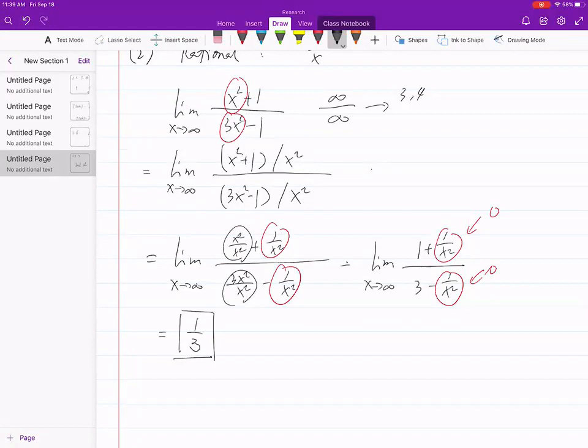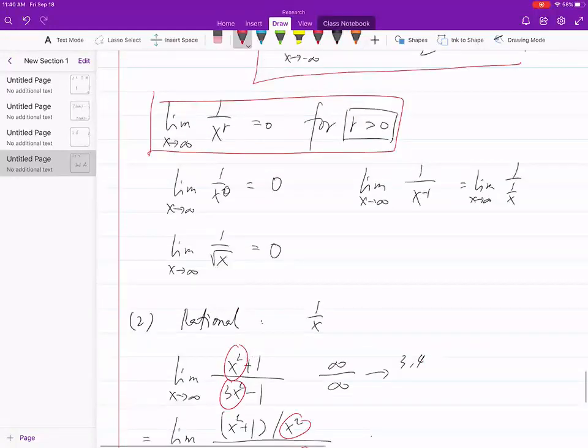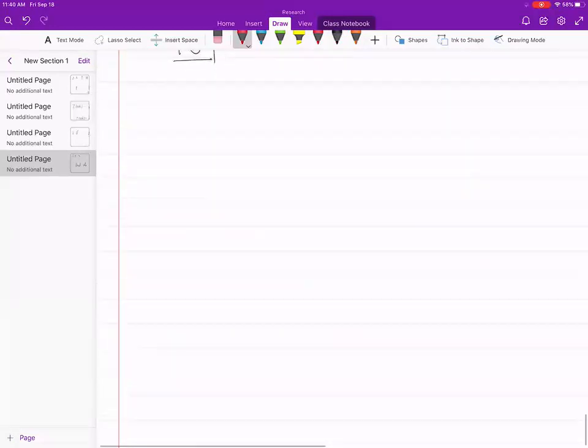Does it make sense to everybody? So the key point is this term here. You divide it by x squared. That solved everything. Because after that, everything transferred to the simple fact we know. That is, anything on the bottom with x, it's 0. All right. That is great.